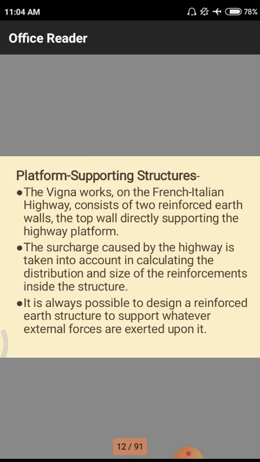These Vigna works on the French-Italian highway consist of reinforced earth walls. Previously we discussed two reinforcing earth walls, top one and bottom one. The top one is directly sloping to the highway platform. The surcharge caused by this highway is taken into account in calculating the distribution and the size of the reinforcements inside the structure. It is always possible to design a reinforced earth structure to support whatever external forces are exerted upon it.